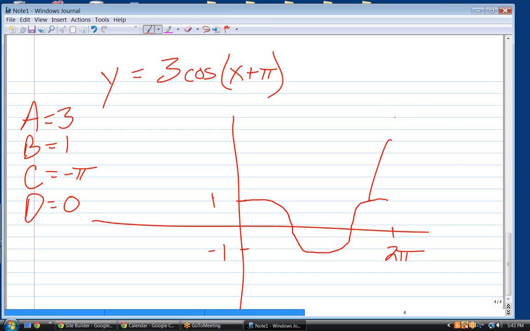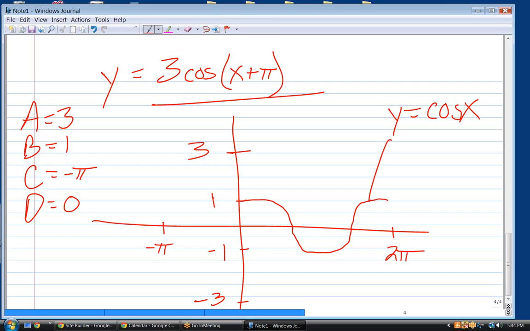So that's just y equals cosine x. What's my first step in plotting this one? Let's say changing your y-axis so it's just 3 and -3. So I know I'm going to go up to 3 and down to -3. Now what? Then that pi is going to shift it to the left by pi. Okay, let's see. This must be minus pi over here.